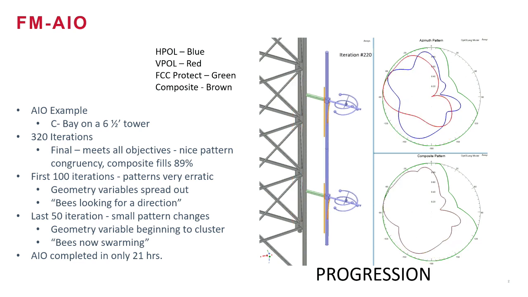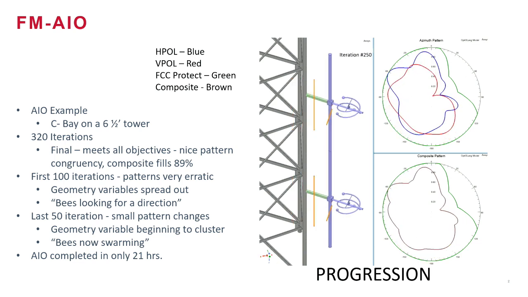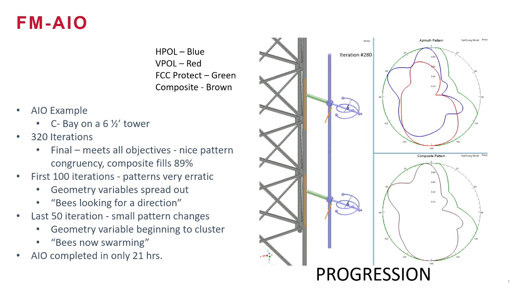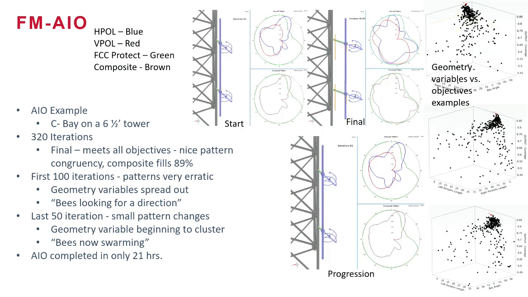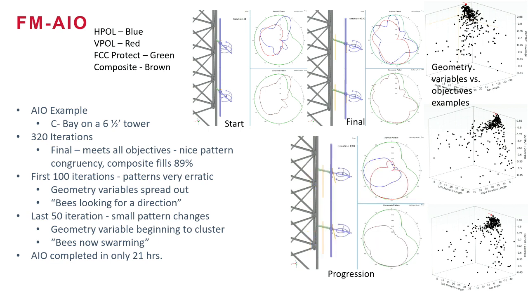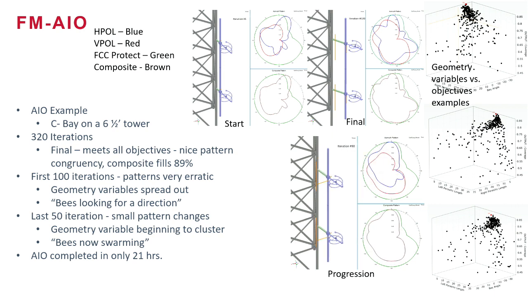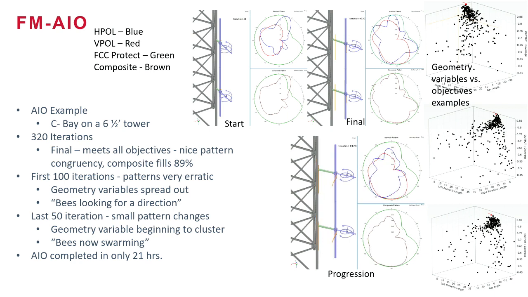But as the iterations go forward, you see the pattern gets better and better and better, and the swarm of bees starts to converge at where the pollen is, right? So this is one of the graphs that we use for that. This one shows the length of the left parasitic versus the angle of the bay, and then what the output coverage is, right? And you have a graph like that for, as you see on the right-hand side, multiple different parameters. All those parameters that you can change, each one has its own swarm that happens, right? After 320 iterations, it took, I think, about 20 hours for the computer to run through these and determine the best solution.